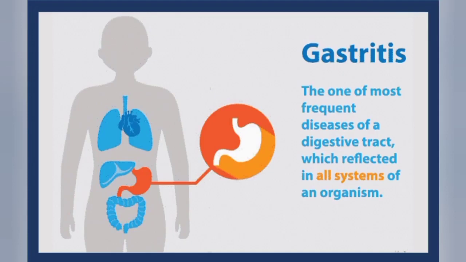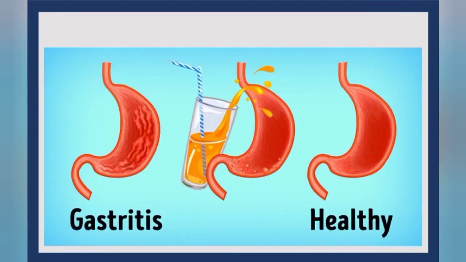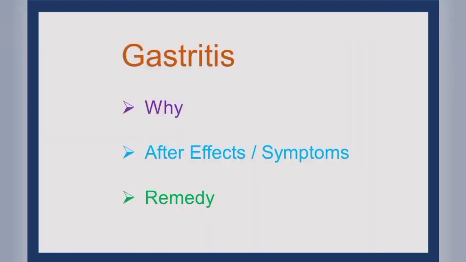Gastritis is one of the most frequent diseases of the digestive tract, which is reflected in the whole system of an organism. Like you are watching a healthy stomach and a gastritis-affected stomach. So gastritis, why it takes place, its after effects and symptoms and remedy will be discussed.